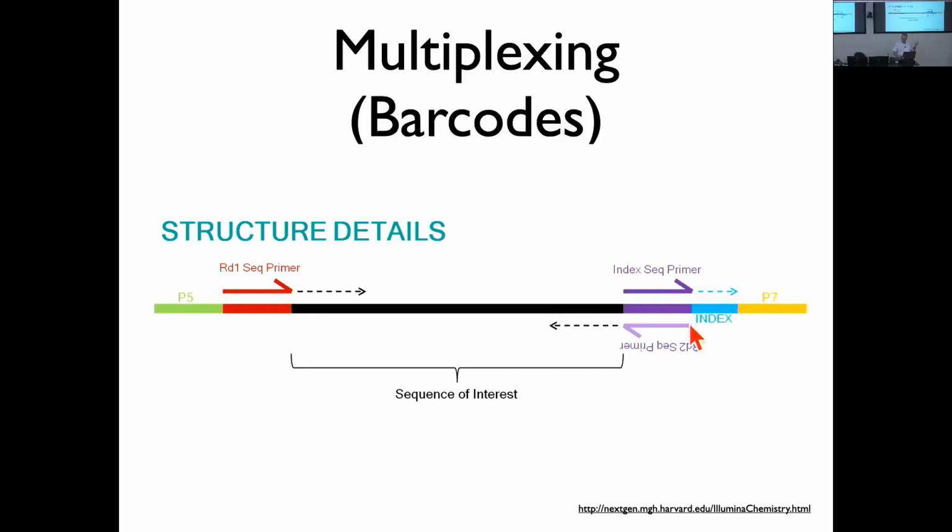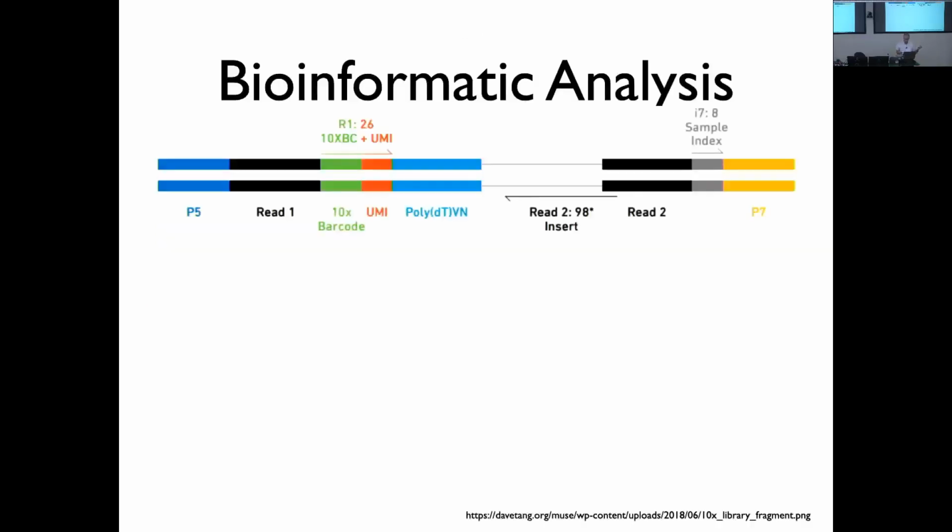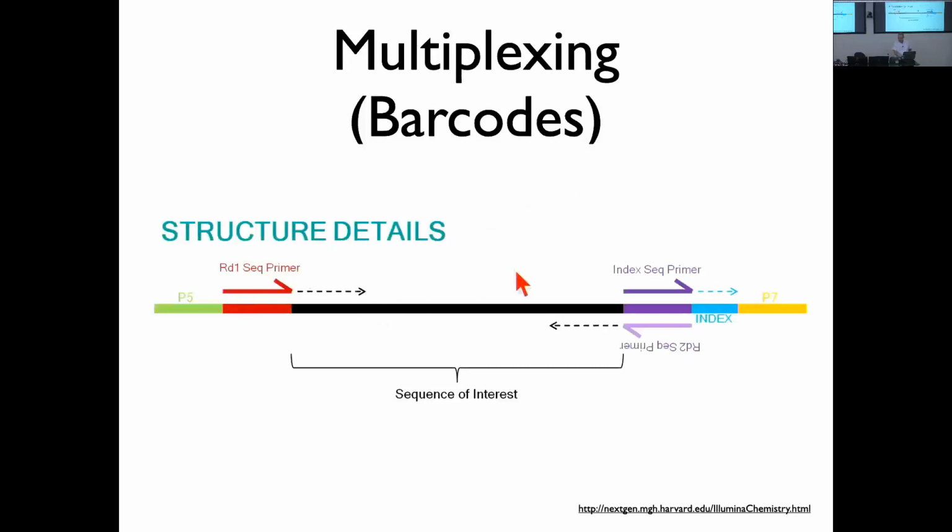So keep that in your mind. This might have probably been on the same slide, but it wasn't. So here's the structure that you're going to see for a fragment for 10x single cell RNA-seq. Colors are different, but here you have the P5 and P7 for bridge amplification and hybridization to the flow cell. What's labeled here is read 1 and read 2. Those are the priming sites for the sequencing primers, here in red and purple.